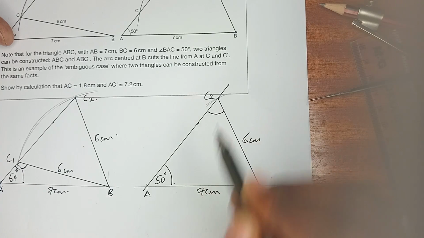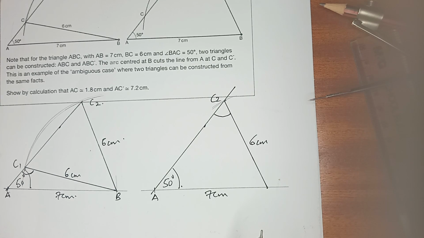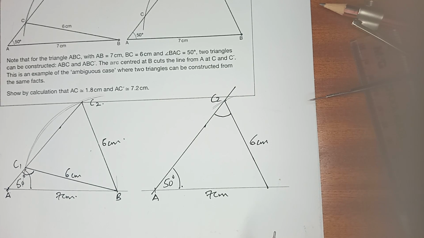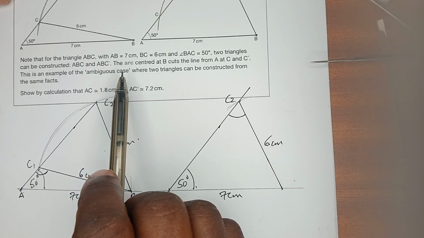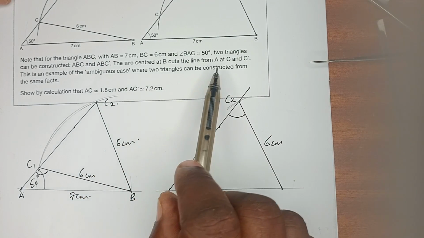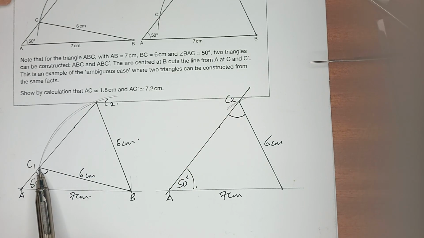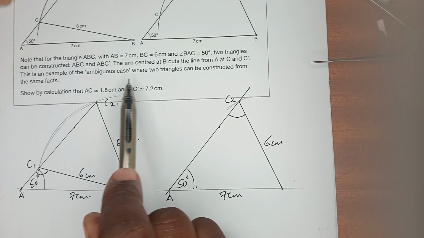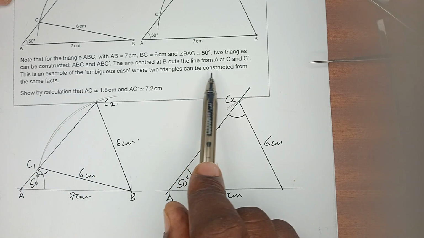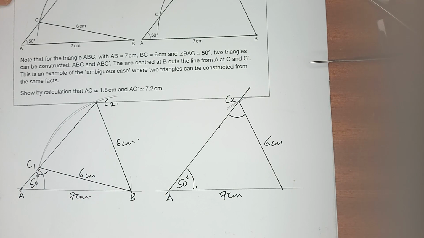This angle is acute. Now, the question is, we have actually constructed the two ambiguous cases, and the question now continues. The arc centered at B cuts the line from A to C at C1 and at C2. This is an example of an ambiguous case where two triangles can be constructed from the same facts. We have followed the two facts and you have come up with the two triangles.